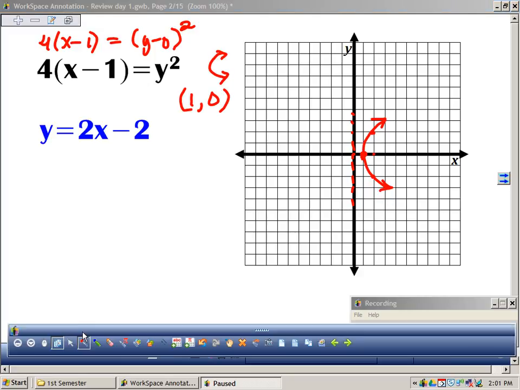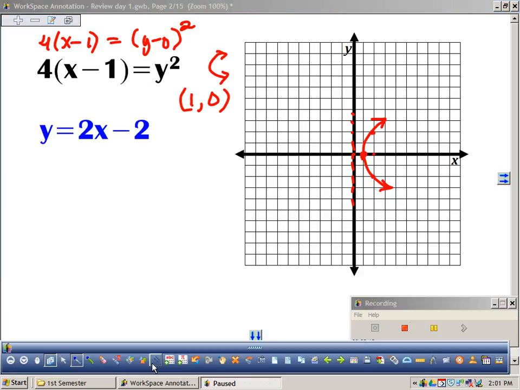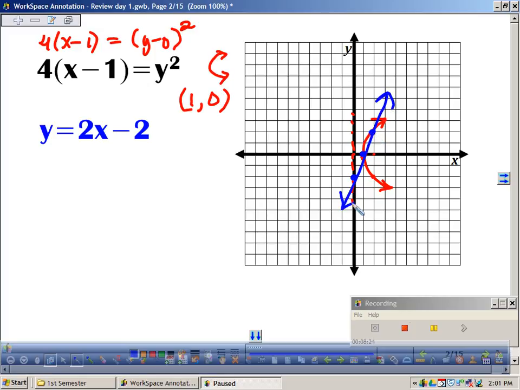Then my line is 2x minus 2. I'm going to go down 2, then up 2 over 1. There's an intersection right there. Up 2 over 1. There's an intersection right there. So I have two solutions. One is at 1, 0, and the other one is at 2, 2.